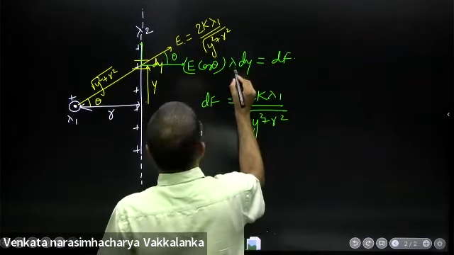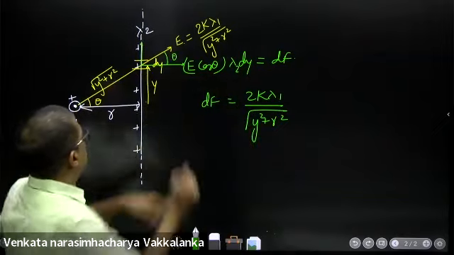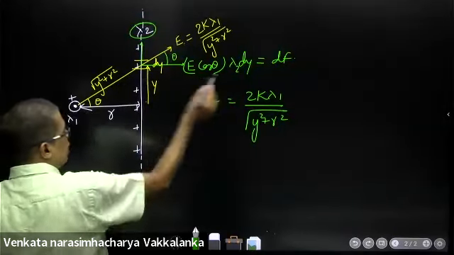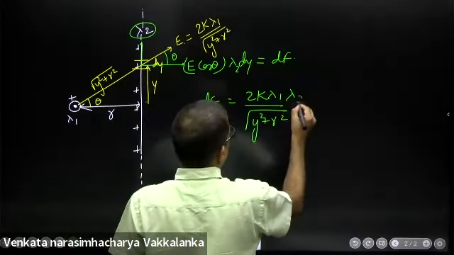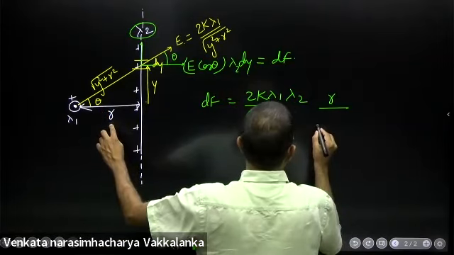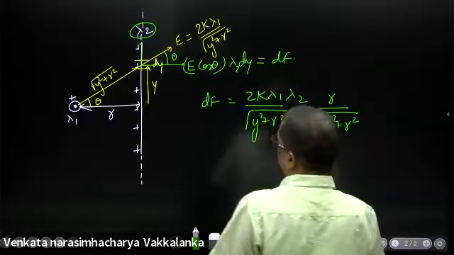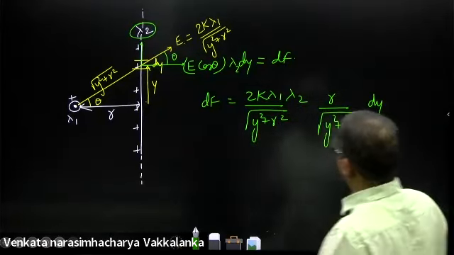dF will be 2k lambda by root over of y square plus r square. Now here this lambda is lambda 2. Here this is lambda 1. The field is because of lambda 1. Charge is lambda 2, I'll put lambda 2 here. And then cos theta expression. Cos theta is adjacent side by hypotenuse, r by root of y square plus r square, into dy. Hope I didn't miss anything.